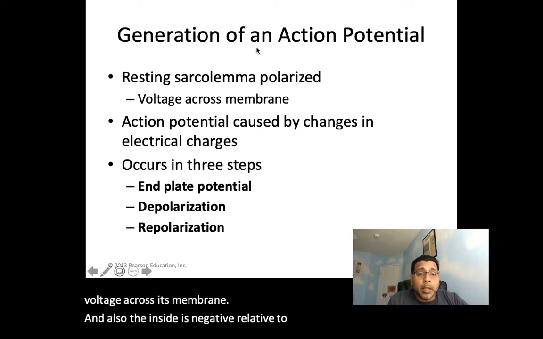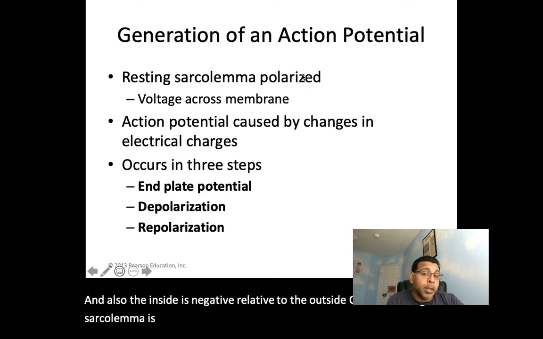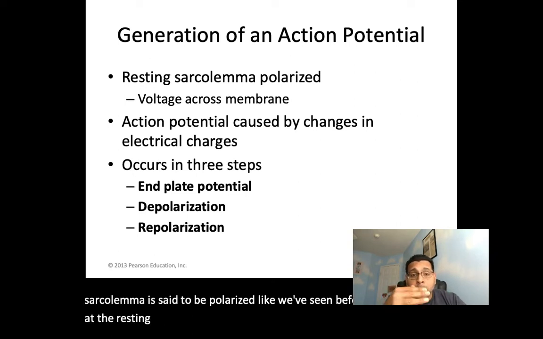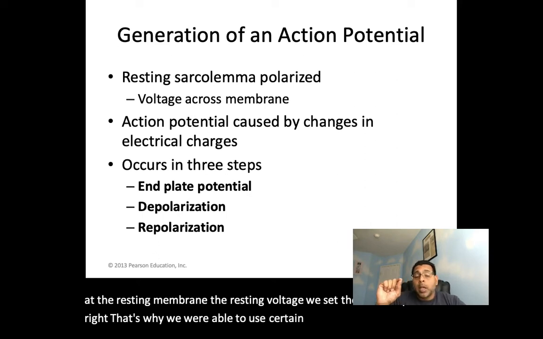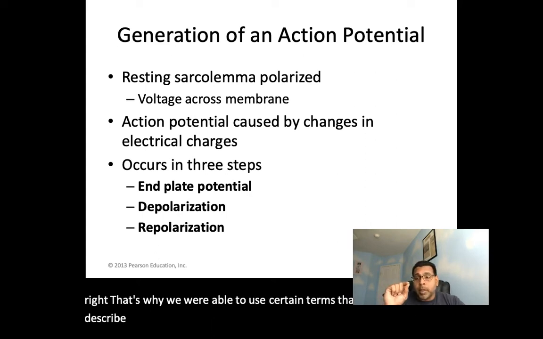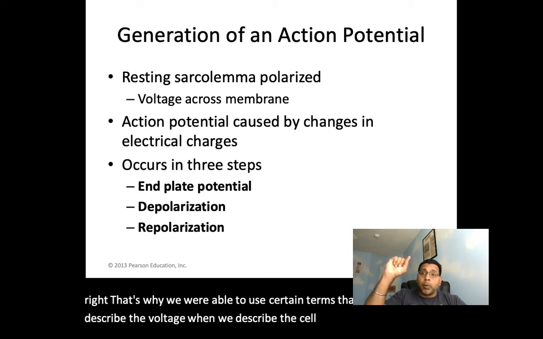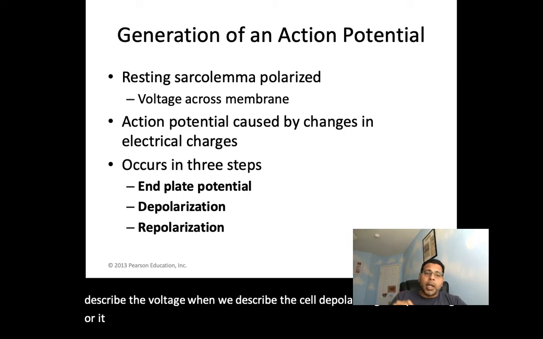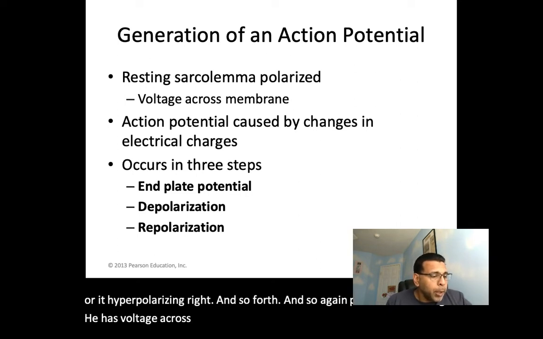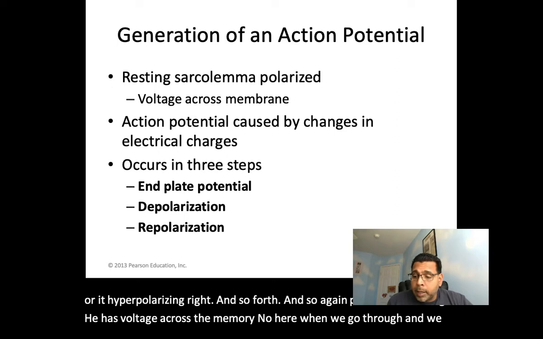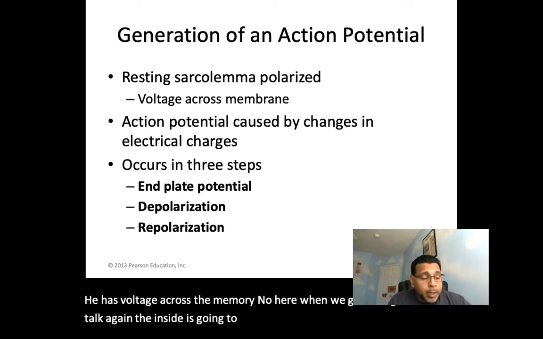So the resting sarcolemma is said to be polarized, like we've seen before with the neuron. At the resting voltage, we said that the cell was polarized, right? That's why we were able to use certain terms to describe the voltage when we described the cell depolarizing, or repolarizing, or hyperpolarizing, and so forth. So again, polarized at resting. It has voltage across the membrane, and the inside is going to be negative relative to the outside.